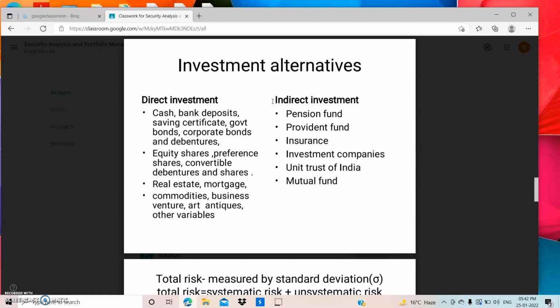But if money is invested through the pension fund, provident fund, insurance, investment companies, Unit Trust of India, or mutual fund, here the investor is simply putting the investment into this fund, and the fund manager, the pension fund authority or the provident fund authority or the insurance companies, they are taking the investment decisions. They are deciding which securities to be bought or where the amount has to be invested. They are taking the investment decisions, not the investor.